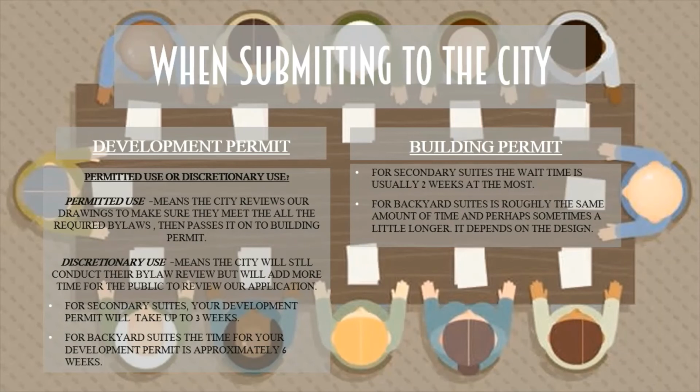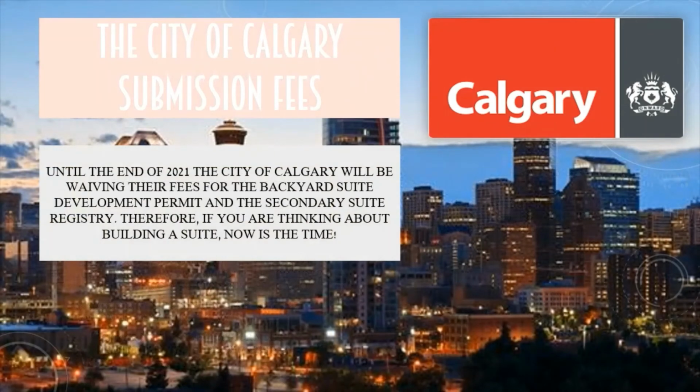If everything is a straight shot with no problems, then you have to project a timeline of approximately 6 weeks for a discretionary use application. Once our applications are through development permit and they're in building permit, just be mindful for a secondary suite, we're looking at about a week to 2 weeks. And for a backyard suite, we're looking at about 2 weeks to 3 weeks, depending on the complexity of the design.